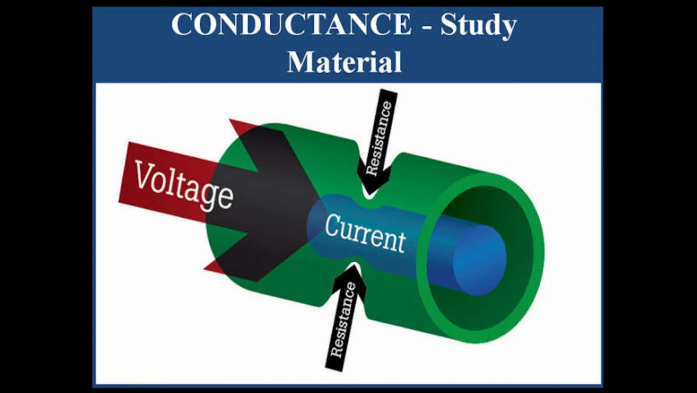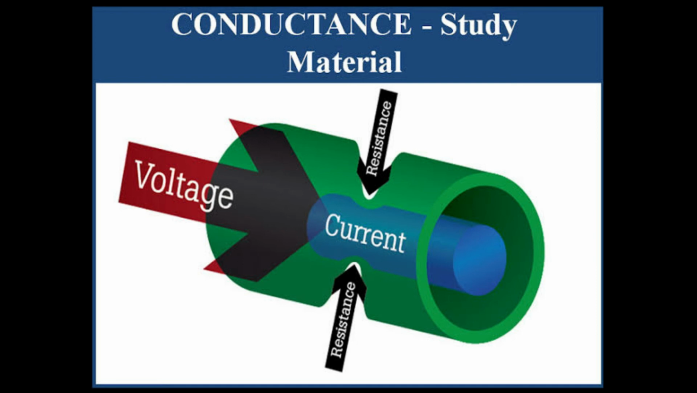The next thing is conductance. It is defined as the inducement offered by a conductor to the flow of current. It is also defined as the reciprocal of resistance. It is denoted by the symbol G and it is measured in mho. You can see that clearly in the diagram.